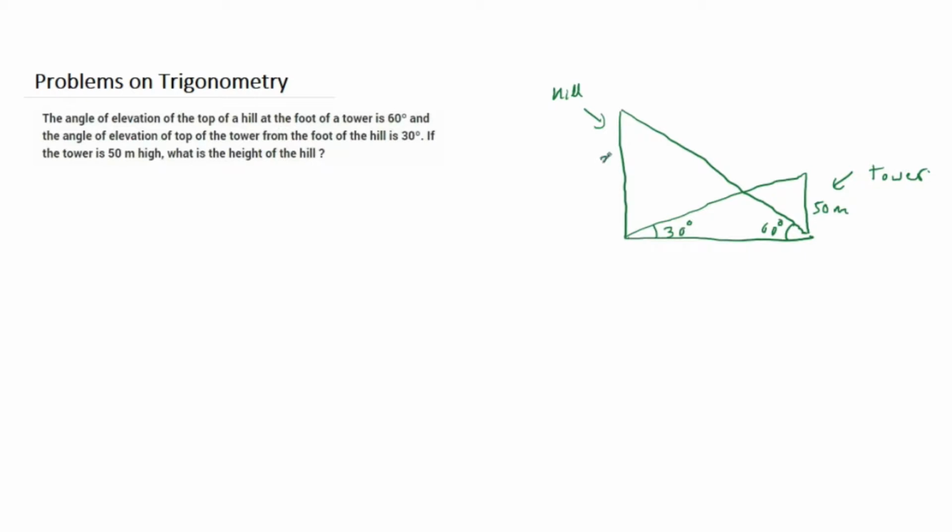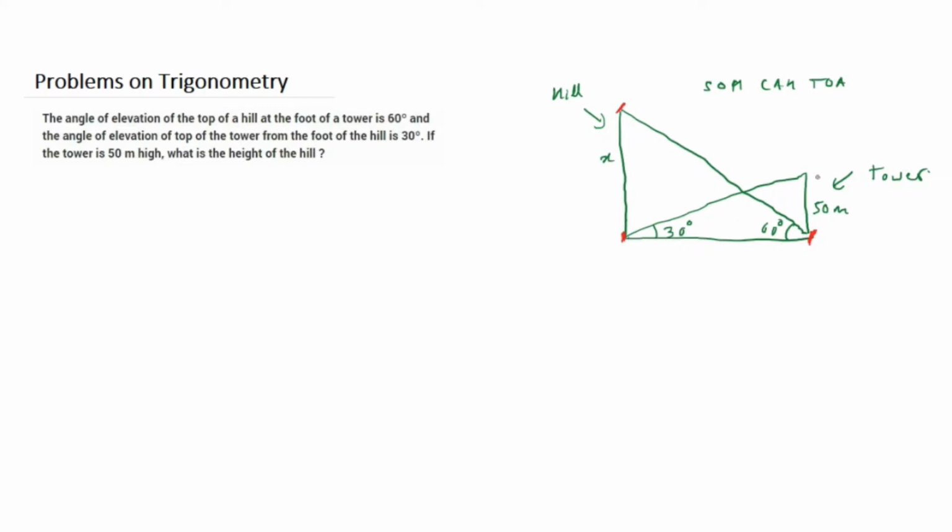Now to find out the height of the hill, what do we have? We have the mnemonic Sohcahtoa. Now there are two ways of going about it. Either we can find out the distance from here to here, which is going to be the hypotenuse of the larger triangle, or we can find out the distance from here to here, which is going to be the base of the larger triangle. So let us try and find the distance between this and this.